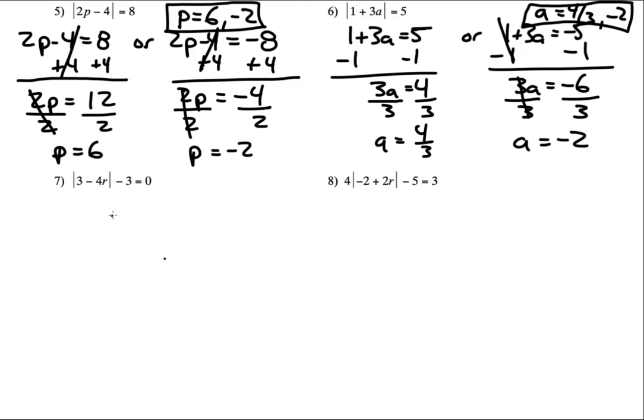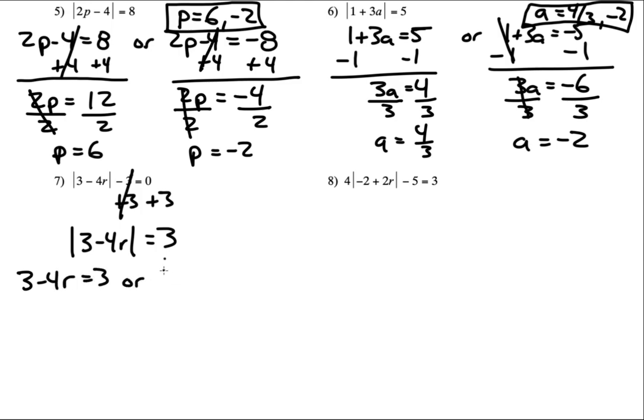Okay, so these final problems, first thing I'm going to try to do is isolate the part in the absolute value. So if I add 3 to both sides, then that piece is going to cancel, and I'm left with the absolute value of 3 minus 4r equals 3. Which means, like the ones we did above, that 3 minus 4r must be equal to 3, or 3 minus 4r must be equal to negative 3.